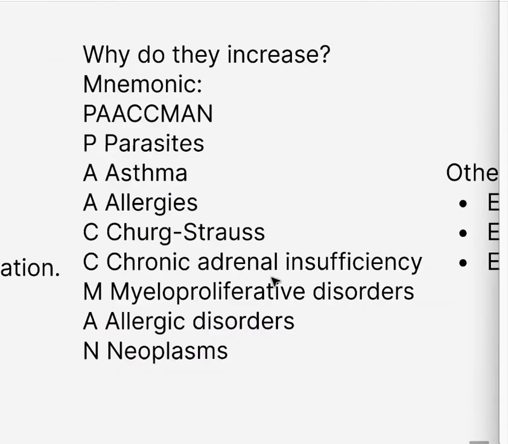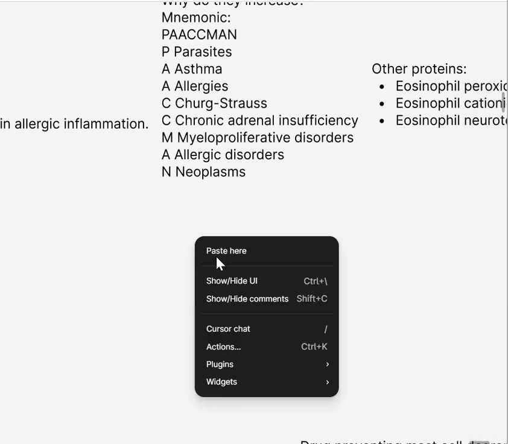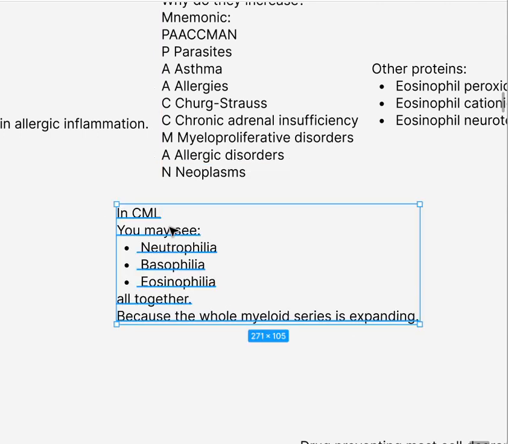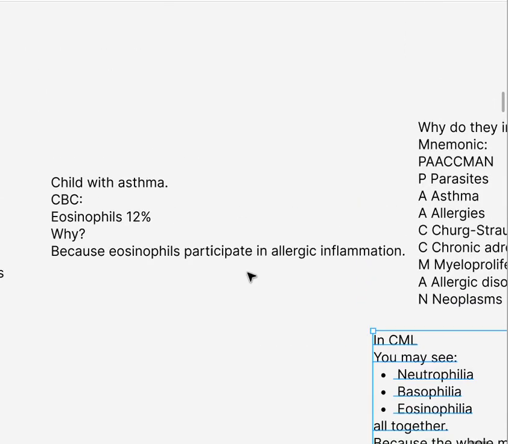Let me just put it here because this is very important exam wise. In CML, you may see neutrophilia, basophilia, and eosinophilia all together because the whole myeloid series is expanding, right? Okay, so childhood asthma. CBC shows 12% eosinophils. Why? Because eosinophils participate in allergic inflammation, right?